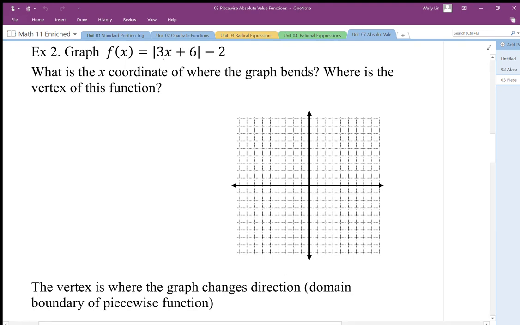For f of x here, again, we want to make sure we find the boundary point, the point where the absolute value is going to change the graph. So the boundary point is based on that inside piece here. When I solve for that, I can solve this formally, but we can see that x is equal to -2. So that represents my boundary. Okay, this is my boundary.